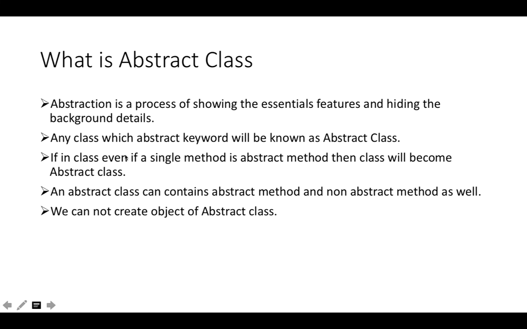So I hope I covered all the points. If you try to read these statements again, you can understand what I was about to cover. It's a process of showing the essential features and hiding the background details. A class with abstract keyword will be known as abstract class. Even if a single method in a class has abstract keyword, that class will become abstract. You cannot create object of abstract class. Plus, in abstract class you can have abstract methods and non-abstract methods as well. I hope you understood this concept.